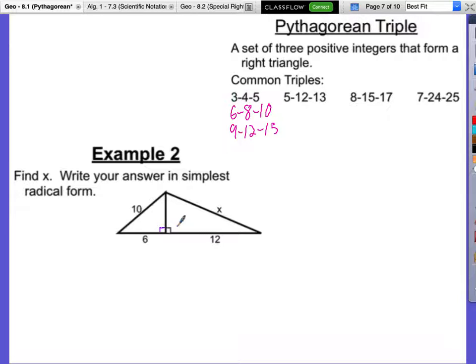Can we figure out what this length is? Oh, how? Could we do the Pythagorean theorem here? Maybe. It just makes sense. Okay.